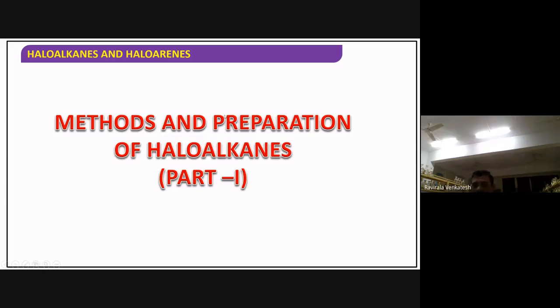Methods of preparation. The next important topic is preparation methods. Now we'll move to the preparation methods. How to prepare haloalkanes and haloarenes? I will take it in two parts: one part is preparation of haloalkanes, and the second part is preparation of haloarenes. Yesterday we discussed the difference between haloalkane and haloarene. Yesterday I also sent the copy of what we discussed on WhatsApp.